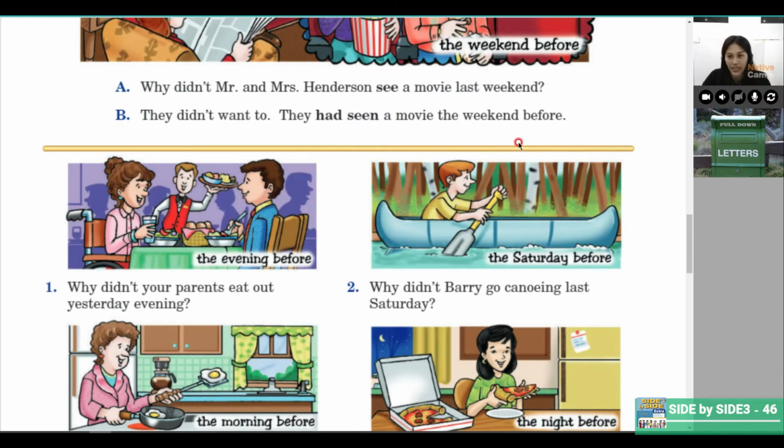Yes. Okay. Now this time, let's read the model conversation. I will be A and you will be B. Why didn't Mr. and Mrs. Henderson see a movie last weekend? They didn't want to. They had seen the movie the weekend before. Very good. Now let's switch the roles. Why didn't Mr. and Mrs. Henderson see a movie last weekend? They didn't want to. They had seen a movie the weekend before.